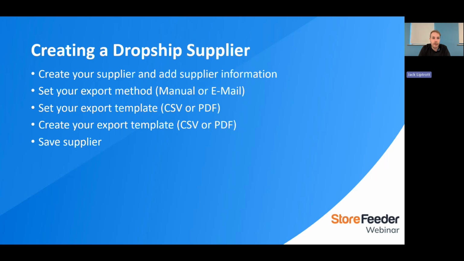So just to recap that quickly, you create the supplier and add any supplier information you've got. Set your export method, so manual or email at the moment. Set your export template type, so it's a CSV or a PDF, and then create it as a CSV or a PDF. So, save the supplier.